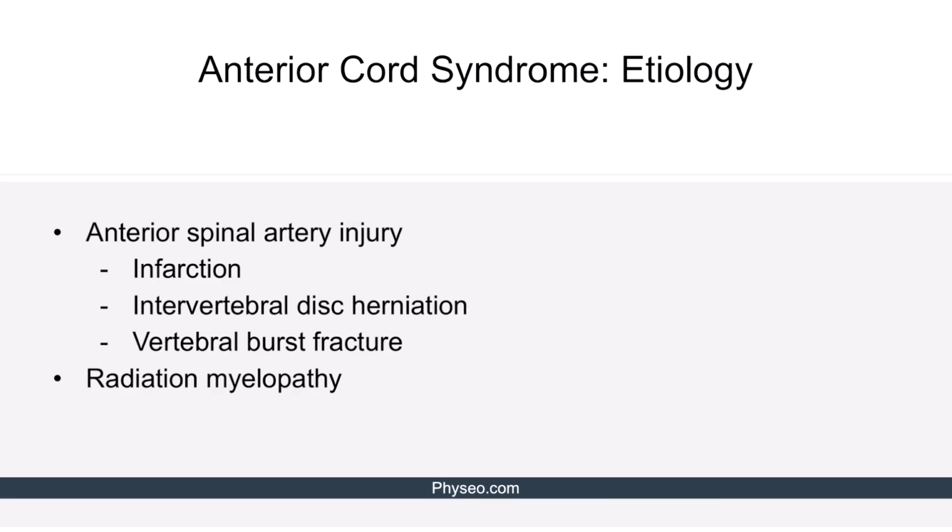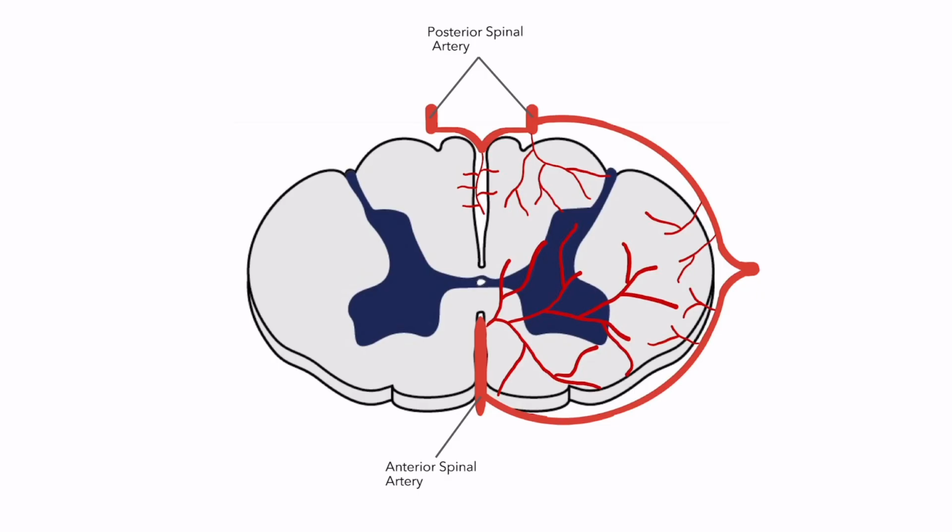There are several causes of anterior cord syndrome. The most important of these is anterior spinal artery injury, which can occur due to infarction, intervertebral disc herniation, or vertebral burst fracture. Also, radiation myelopathy can result in anterior cord syndrome. Here we can see an illustration showing the anterior spinal artery. An injury to this artery will result in damage of this region, which leads to anterior cord syndrome.